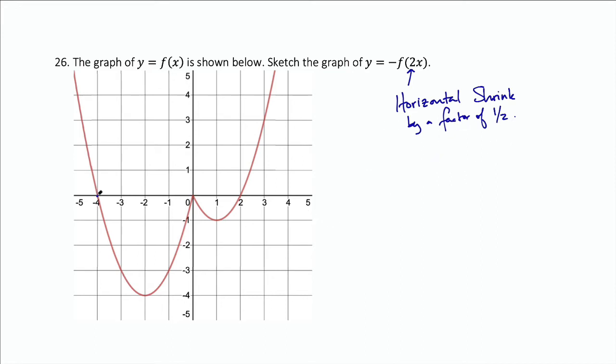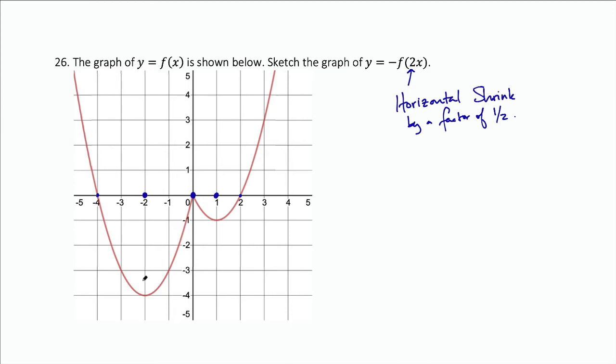So every x value that I have, I'll start with my intercepts because those are kind of easy to work with. So if I take -4 and multiply by 1/2, I get -2. If I take 0 and multiply by 1/2, it still stays as 0. If I take 2 and multiply by 1/2, I get 1. So I've got those. Those are my new x-intercepts.